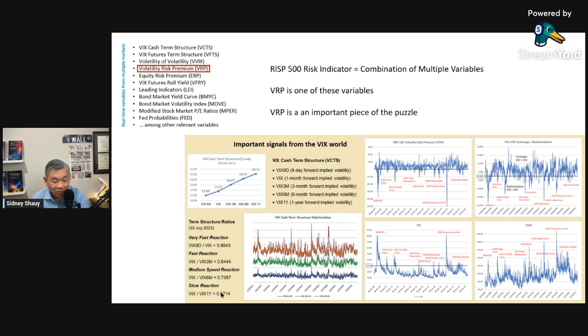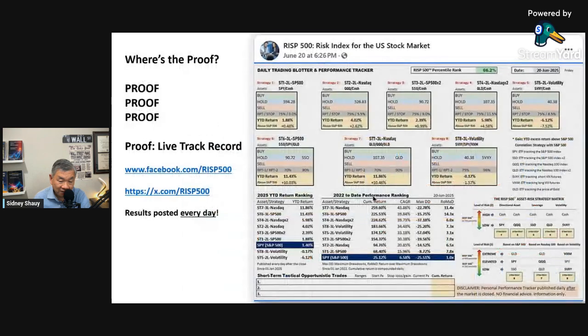So with that, we have a pretty good picture of what the market is thinking, projecting in terms of risk today and into the future. All this information is combined to make the Risk 500 risk indicator. That's why it's so powerful.